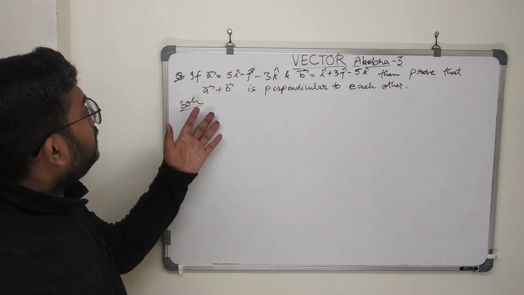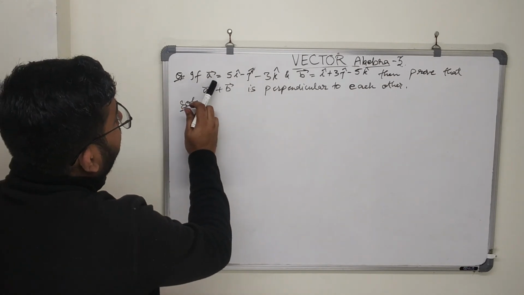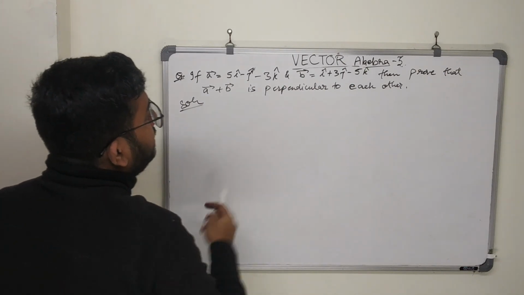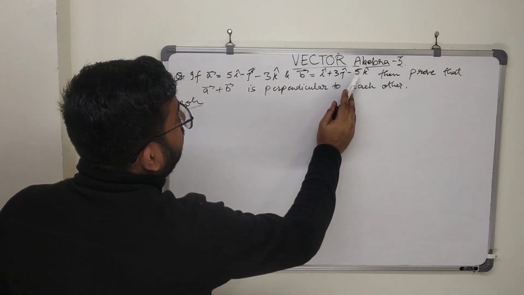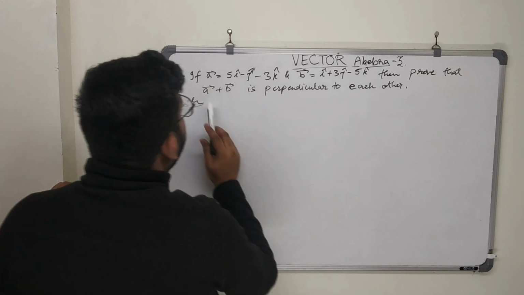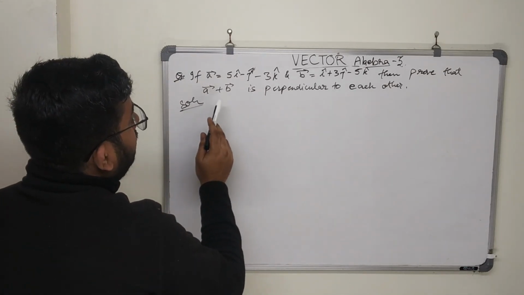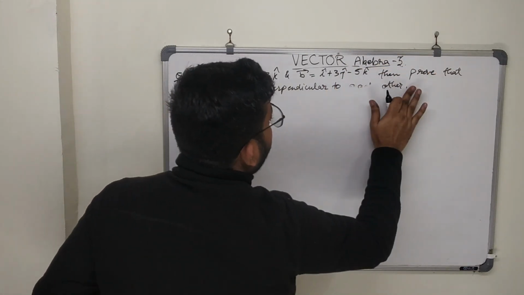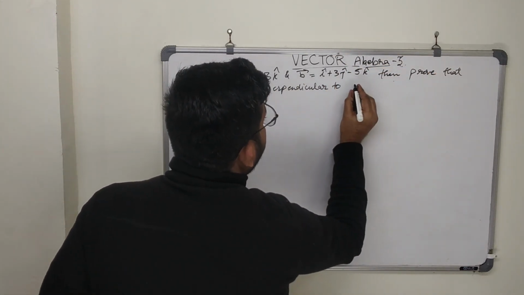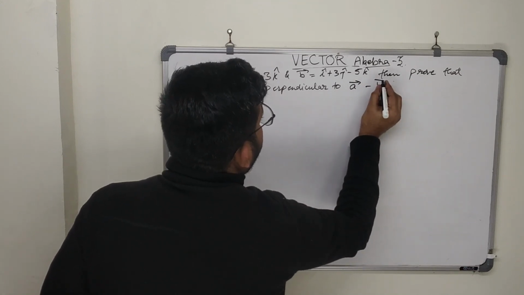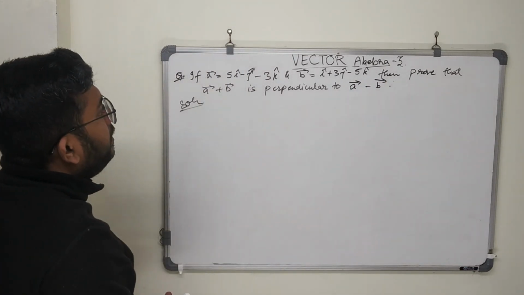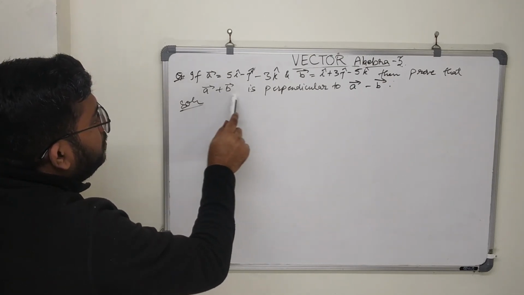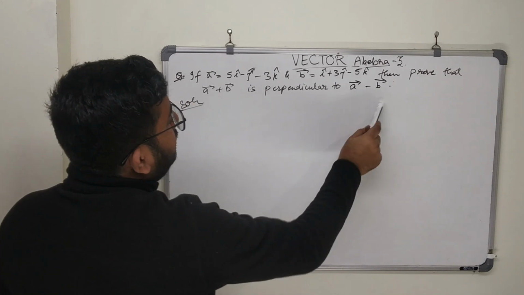Now the next question is, suppose a vector is equal to 5 i cap minus j cap minus 3 k cap and b vector is equal to i cap plus 3 j cap minus 5 k cap, then prove that a vector plus b vector is perpendicular to a vector minus b vector. In this question we have to prove that a vector plus b vector is perpendicular to a vector minus b vector.